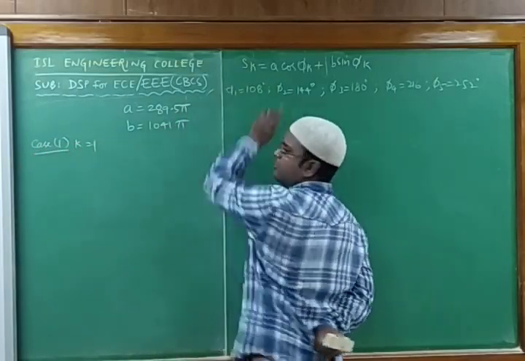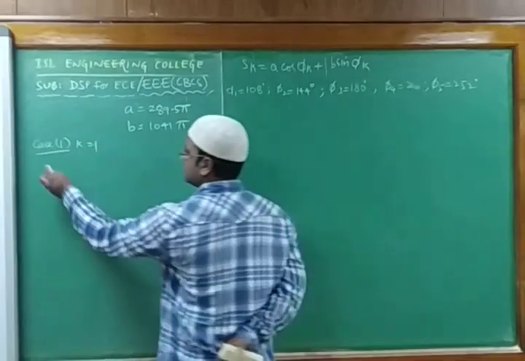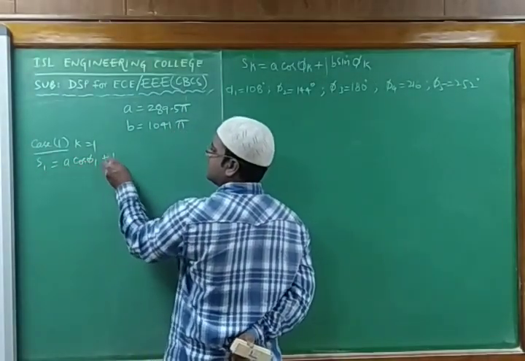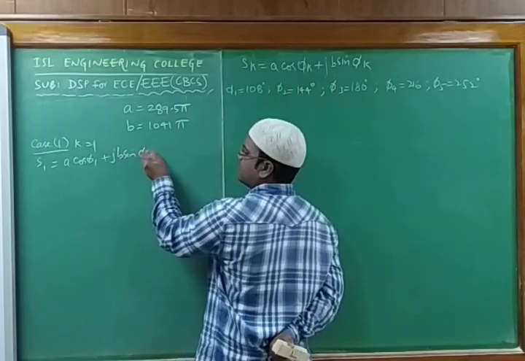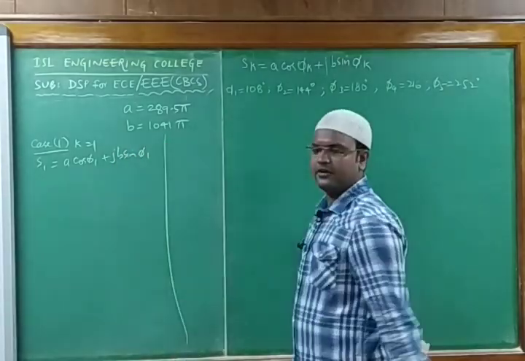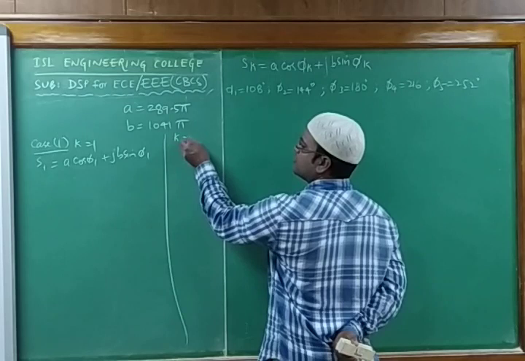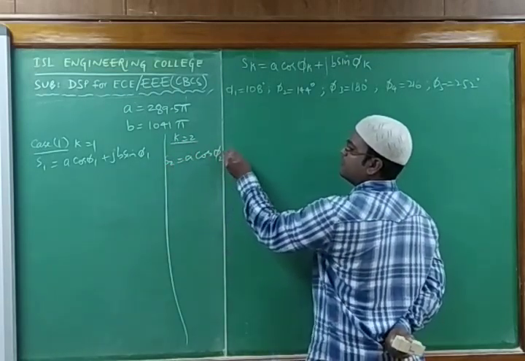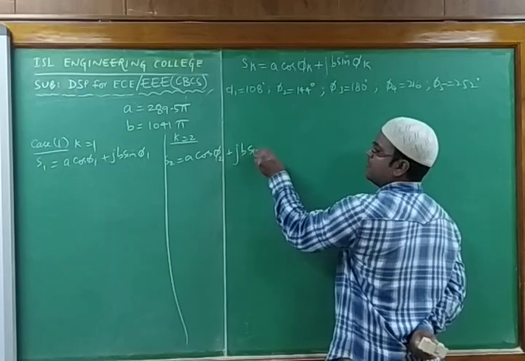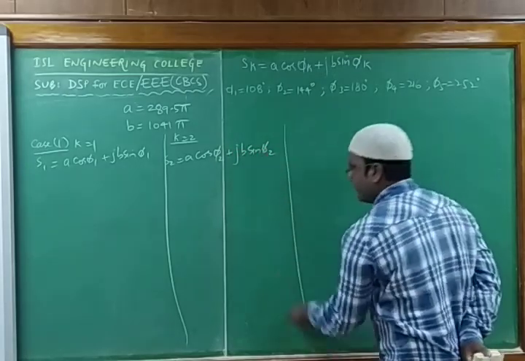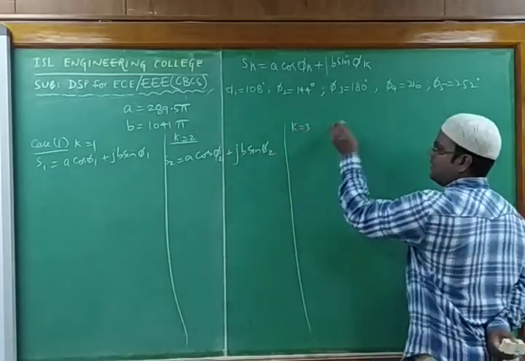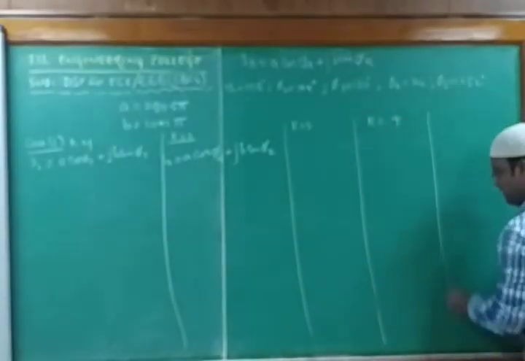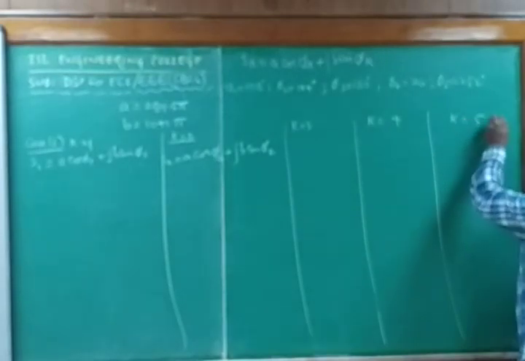Here I'll get S1 is equal to A cos phi 1 plus jB sin phi 1. That is my first pole. Similarly, I'll put K is equal to 2 for the second one, so I get S2 is equal to A cos phi 2 plus jB sin phi 2. Likewise, I'll go for K is equal to 3, then K is equal to 4, then K is equal to 5. So I will find all those poles.